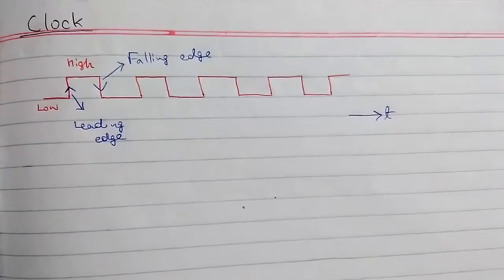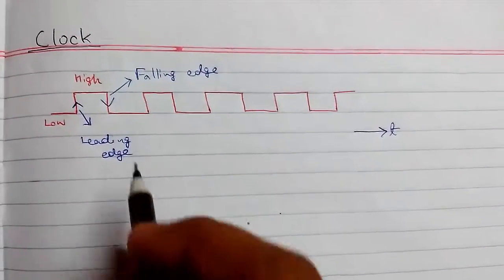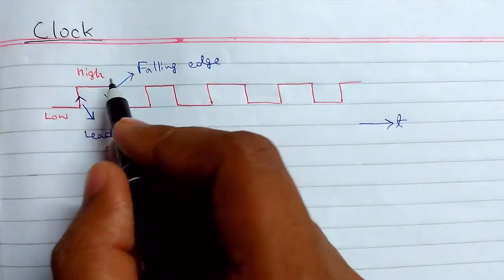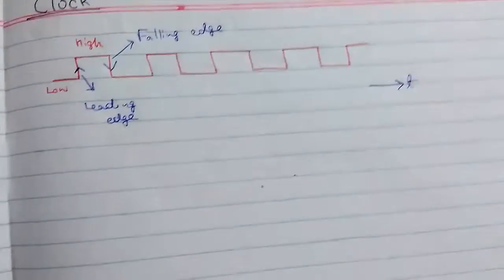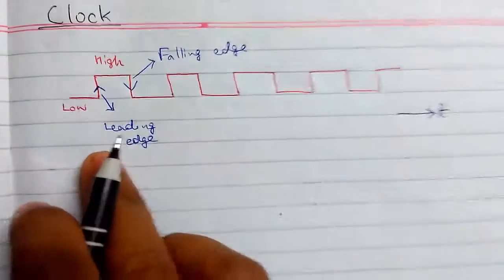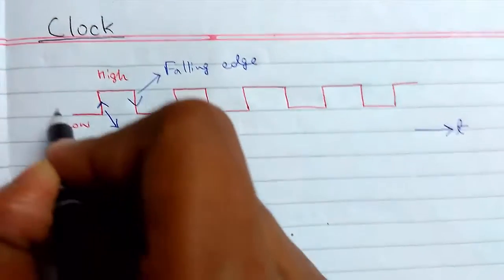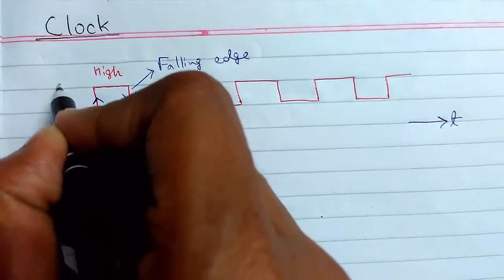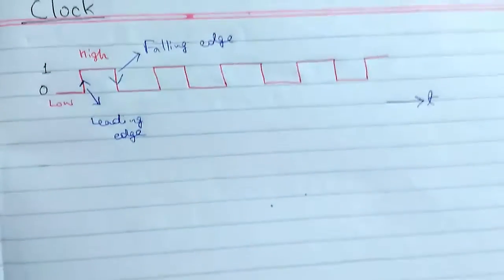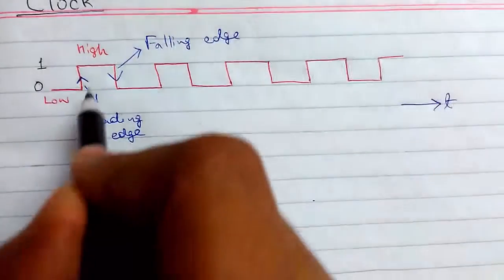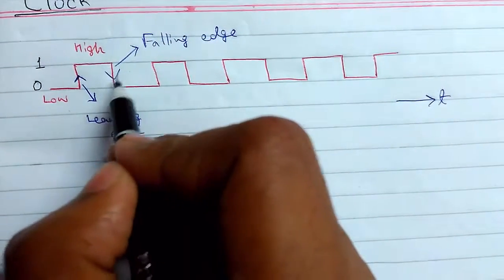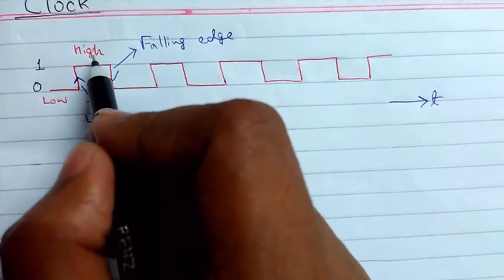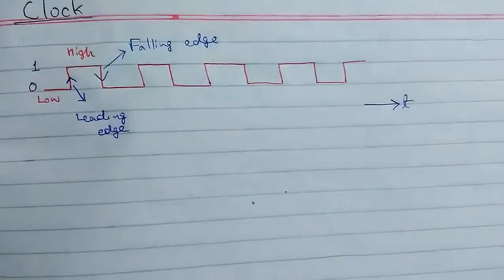We can say a clock is like a signal which goes from low to high and then high to low, and this repeats periodically. Initially it was 0, and after it reaches a high state, that is 1. When it is going up, it is known as the leading edge, and when it is going from high to low, it is called the falling edge.